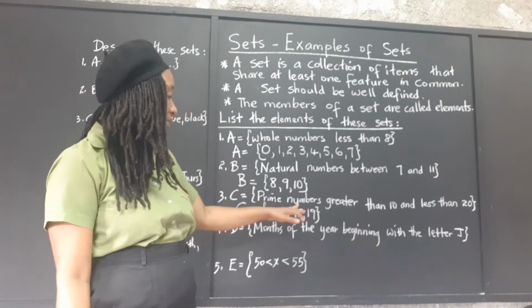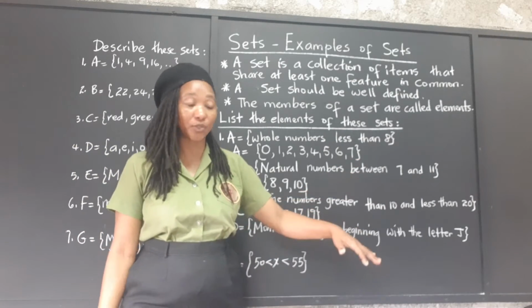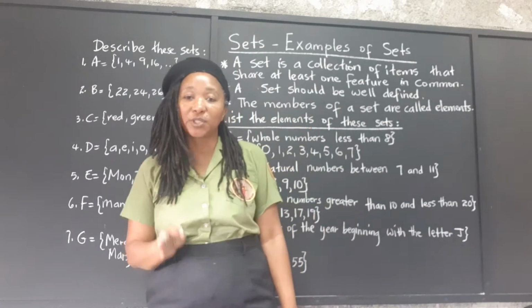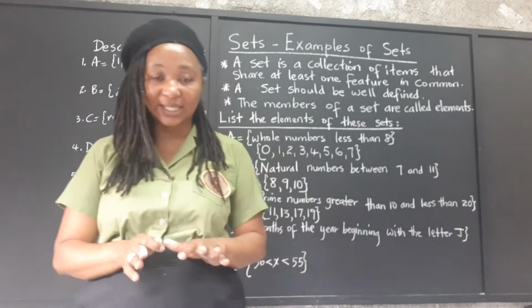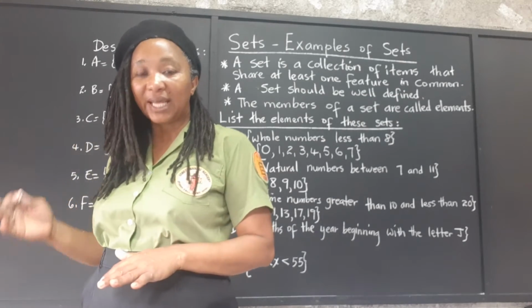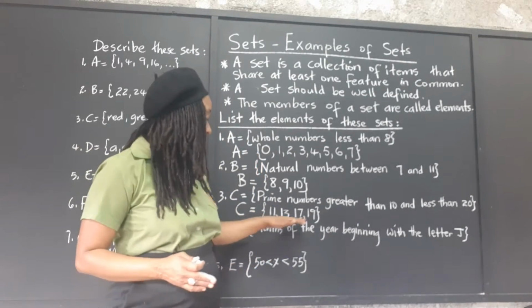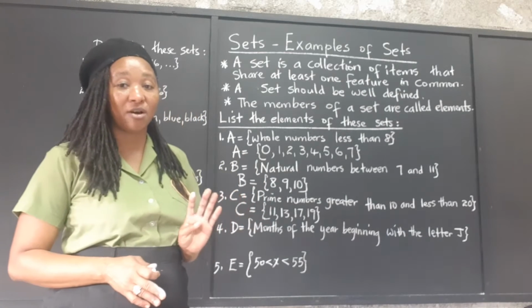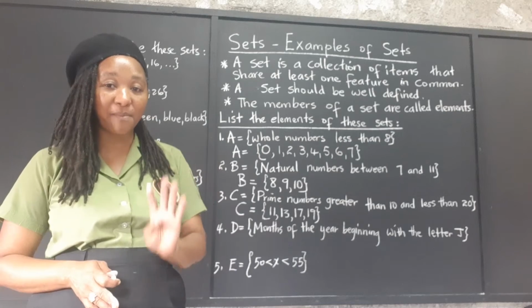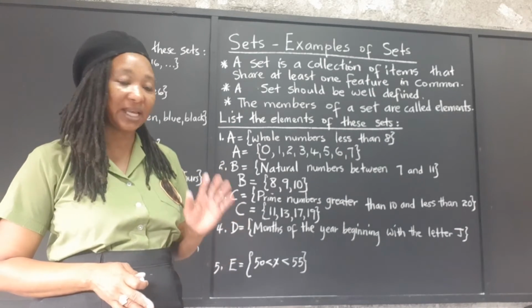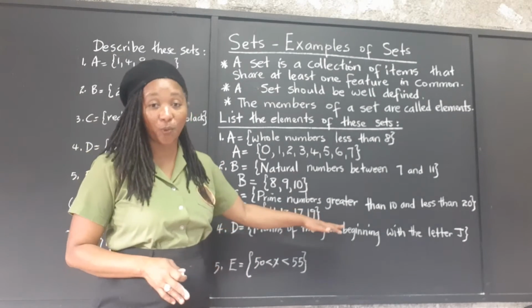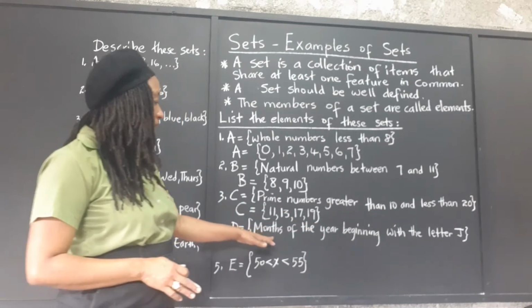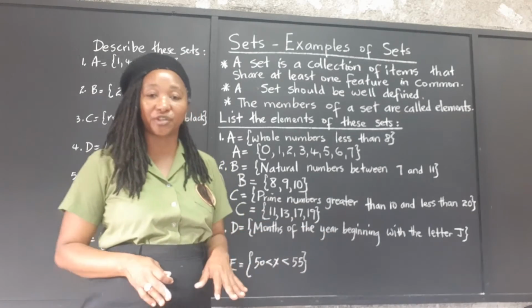And that's it, because if we pass 19, we're going to get to 20, and they said they only want those prime numbers that are greater than 10 but less than 20. So these are the elements, only 4. 4 elements, 4 numbers, 4 prime numbers are greater than 10 and less than 20. A very well-defined set. Number 4, set D, months of the year beginning with the letter J.